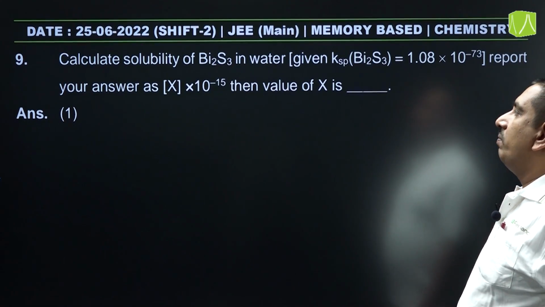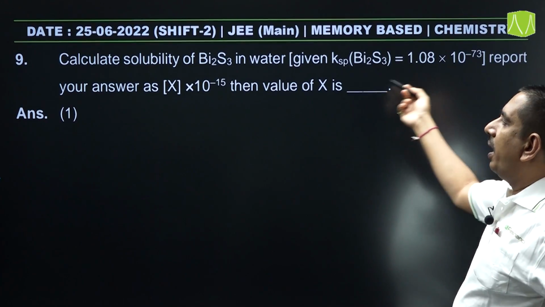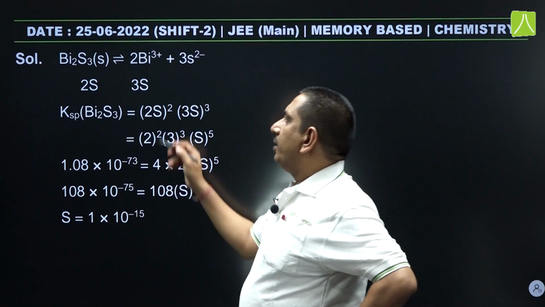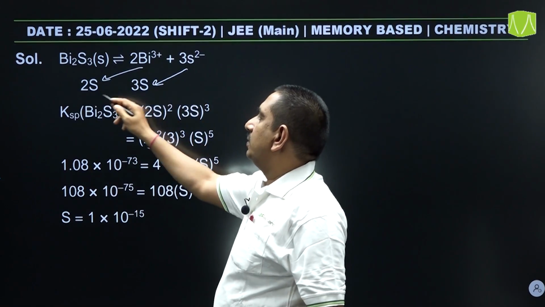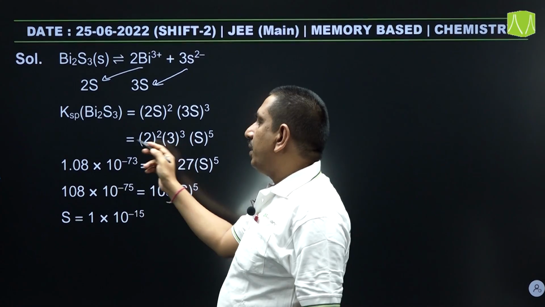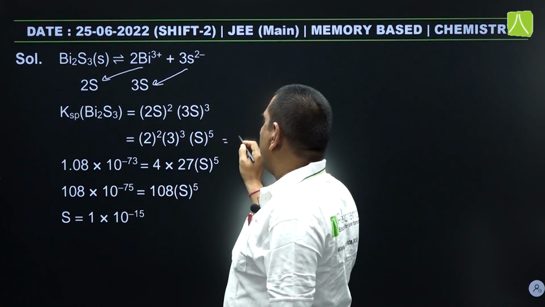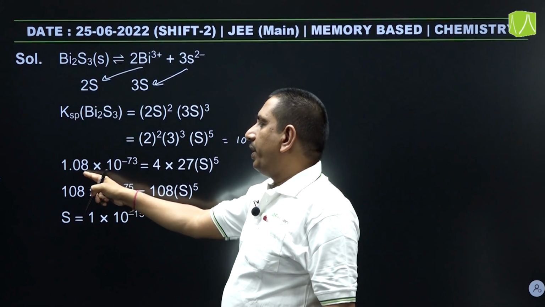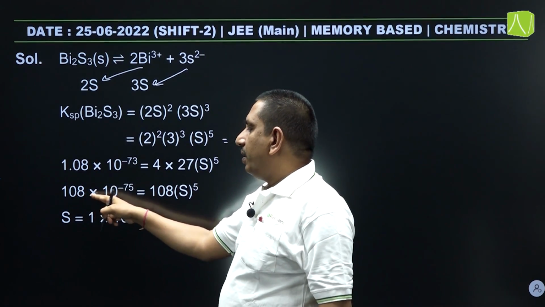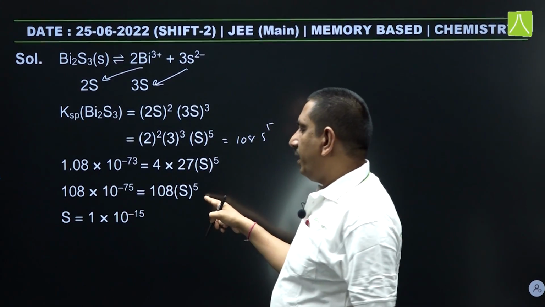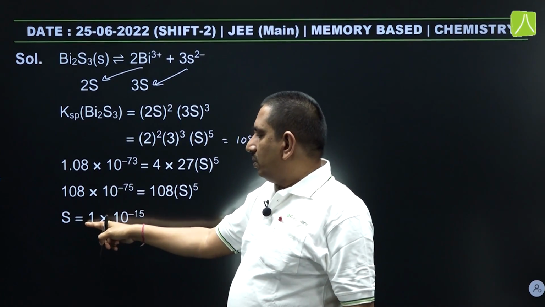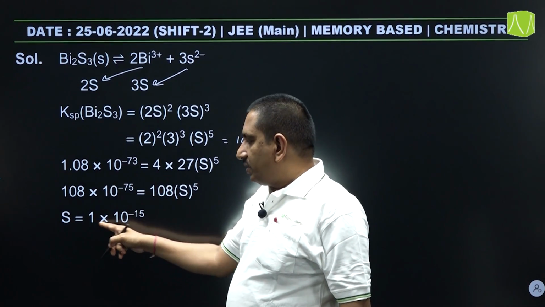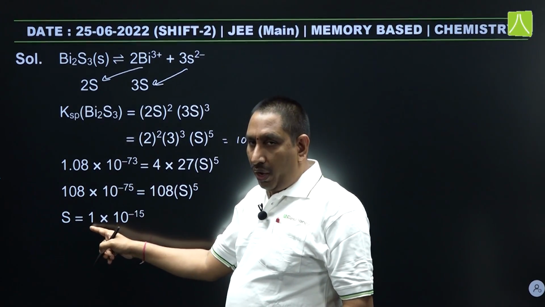Next, calculate the solubility of Bi2S3 in water. Ksp is given and we have to calculate the solubility, and it is A2B3 type salt, and here for bismuth and for sulfur the solubilities are 2S and 3S, and if you calculate Ksp, it is equal to 108 S power 5, and if you equate to this, it is 1.08 into 10 power minus 73, it can be written as 108 into 10 power minus 75, it is equal to 108 S power 5, and on solving you will get S value as 1 into 10 power minus 15, and here this is expressed as x into 10 power minus 15. So, x value आएगा 1.